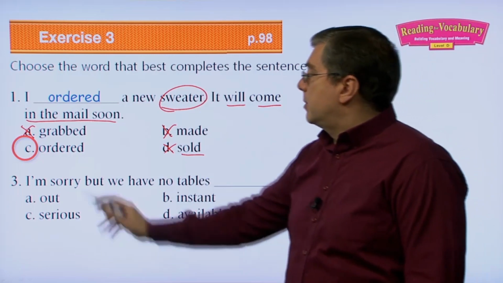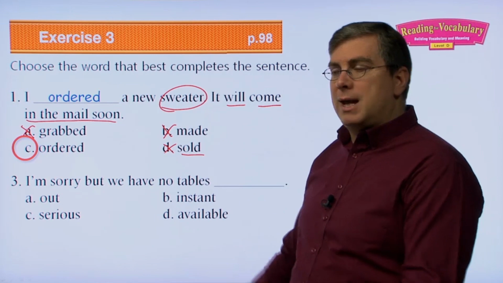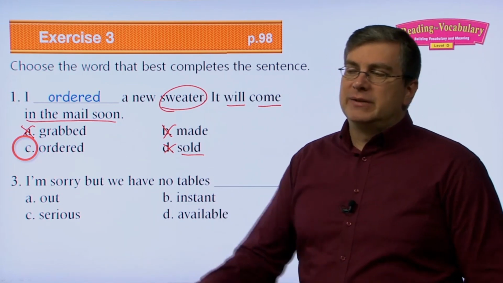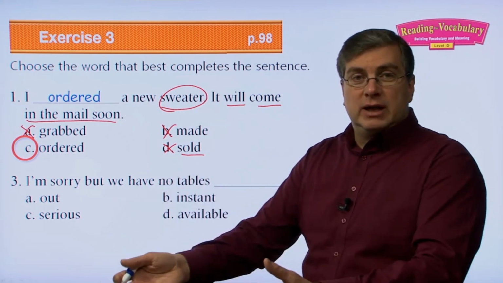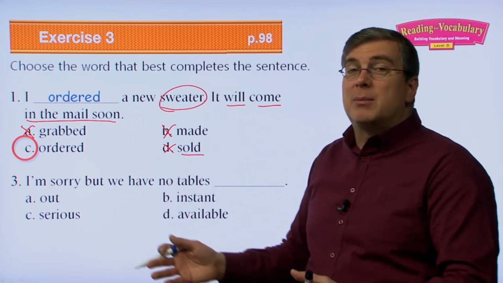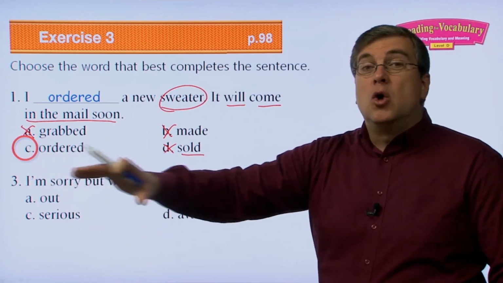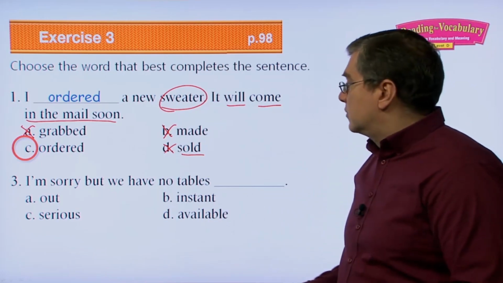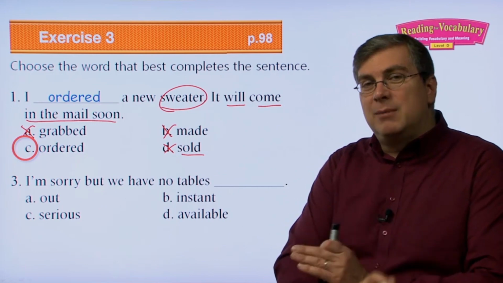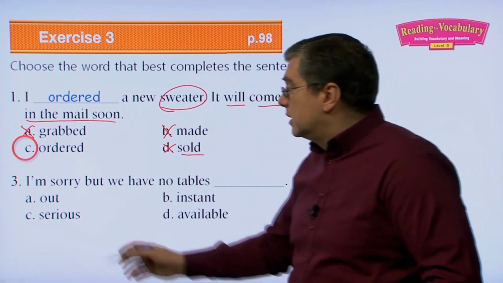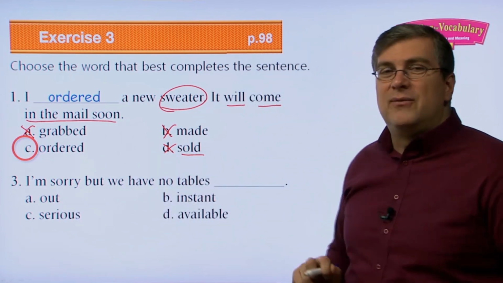Okay. Number 3, I'm sorry, but we have no tables, beep. Remember when we talked about this word, I used the example of the chair. If there is a chair that is empty, that you can use, right? Well, the same thing about a table. You go into a restaurant and there is an empty table, right? Nobody is sitting there, then that table is what? But if you go in the restaurant and the waiter says, I'm sorry, but we have no tables for your use, no tables out, no tables instant, no tables serious, or no tables available.